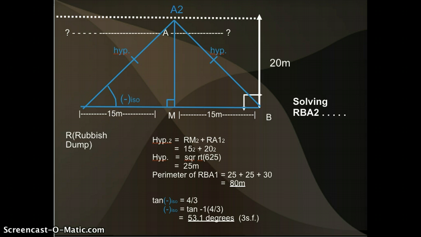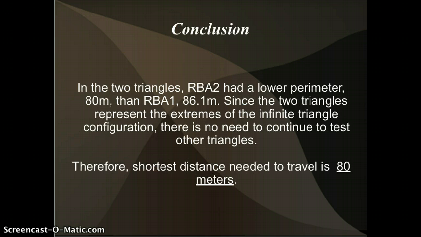In the two triangles, RBA2 had a lower perimeter, 80 meters, than RBA1, 86.1 meters. Since the two triangles represent the extremes of the infinite triangle configuration, there is no need to continue to test other triangles. Therefore, the shortest distance needed to travel is 80 meters.